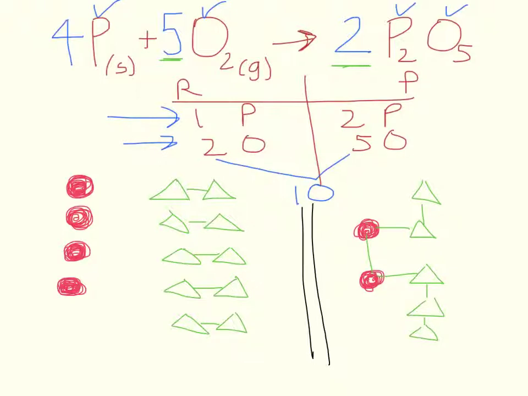I need to duplicate this entire thing again. So I need to go in here and grab 2 more phosphorus, 1, 2, and they're going to be bonded together. And then I'm going to get my oxygens and attach those. So it'll be 1, 2, 3, 4, 5.